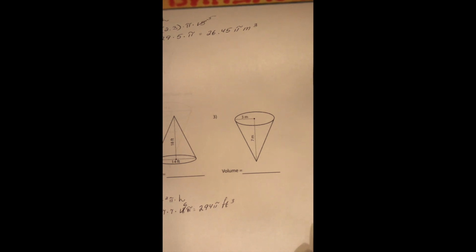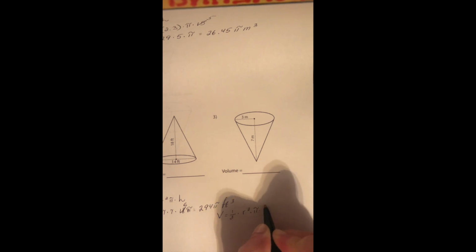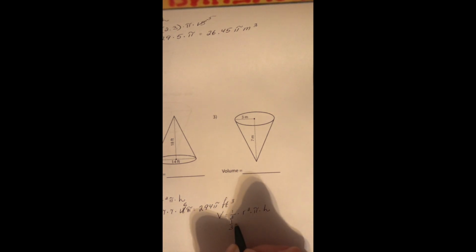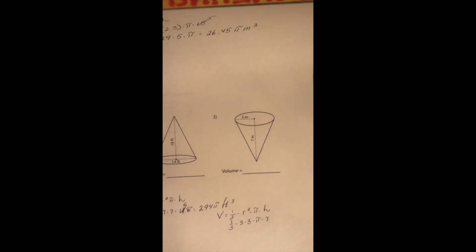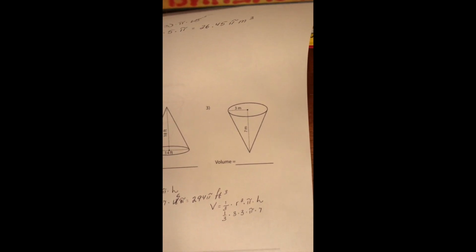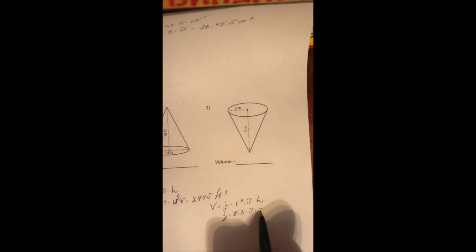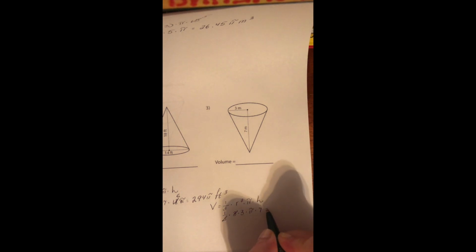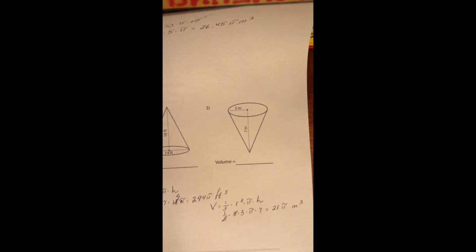Same exact thing. We are just following our formula. Volume is 1/3 times radius squared times pi times the height. 1/3. The radius is 3 meters times 3 times 3 times pi times 7. So here I can simplify 3 and 3. That leaves me 3 times 7 times pi, and that is 21 pi meters to the third power.